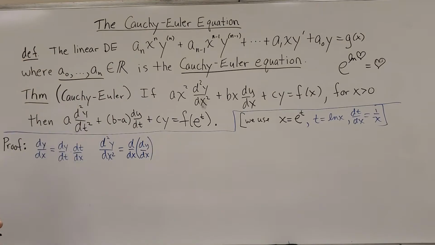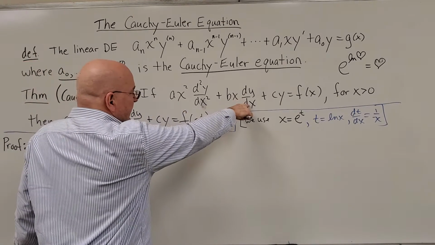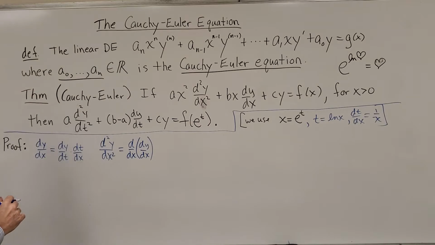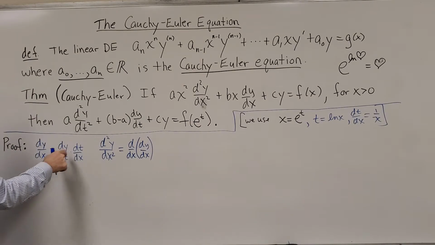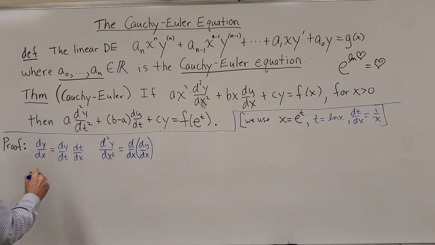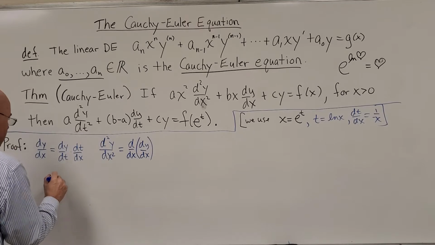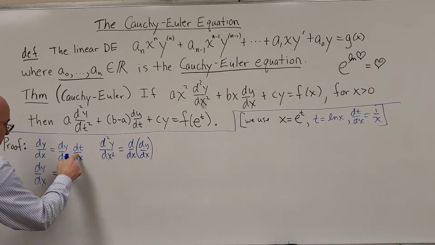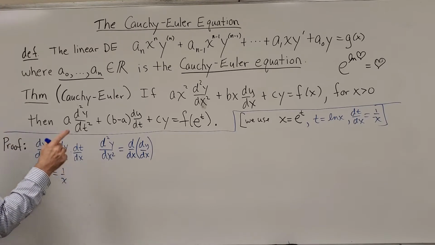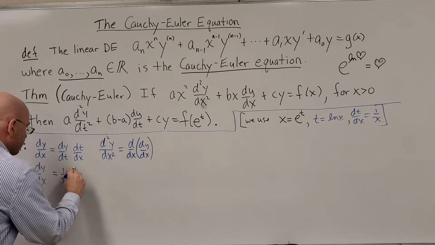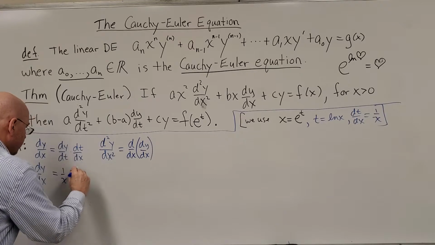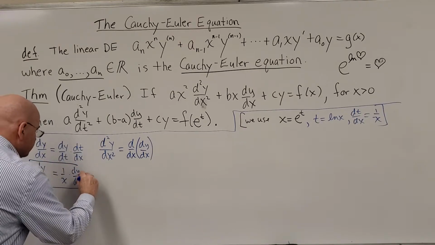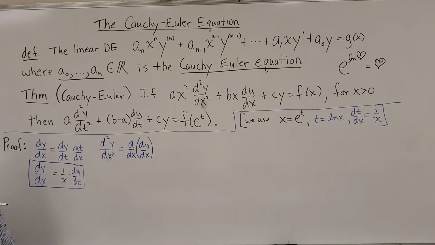Okay, so one thing we have in this equation is a dy/dx. And I've started this already. dy/dx is just dy/dt times dt/dx. But dt/dx is 1 over x. So since we're done here, I'm going to rewrite this. That's going to be 1 over x times dy/dt. I'll use that for a substitution later.